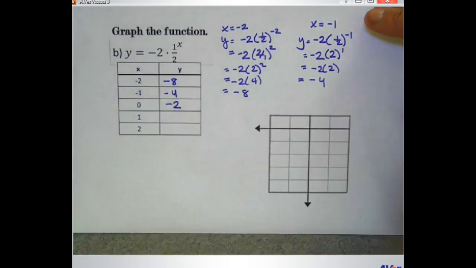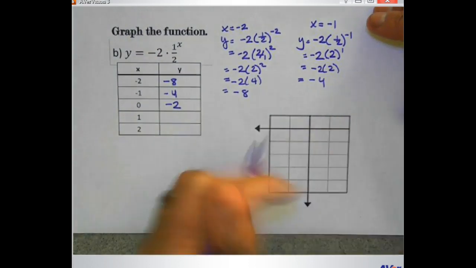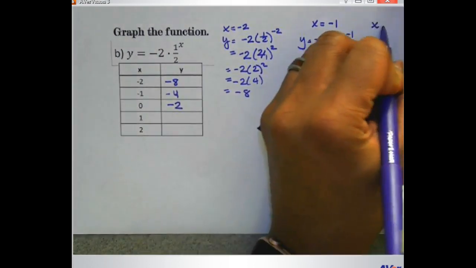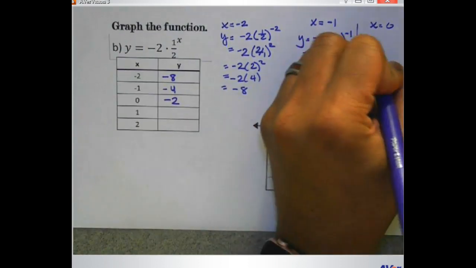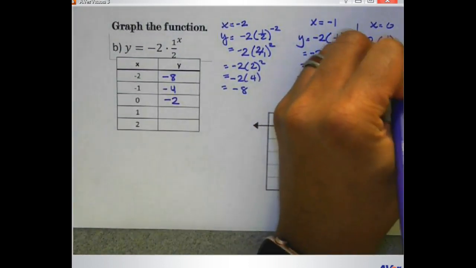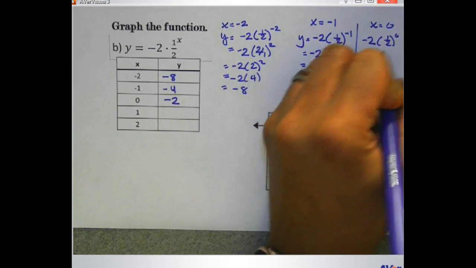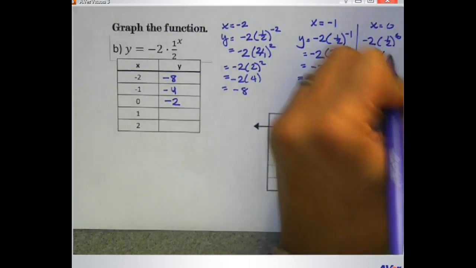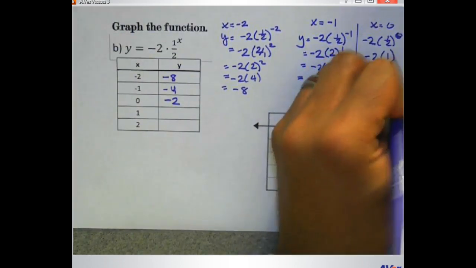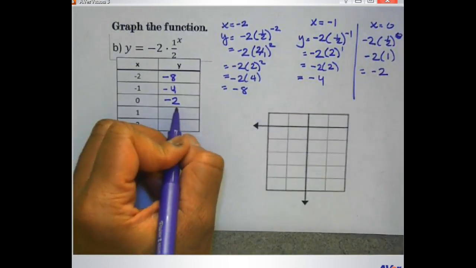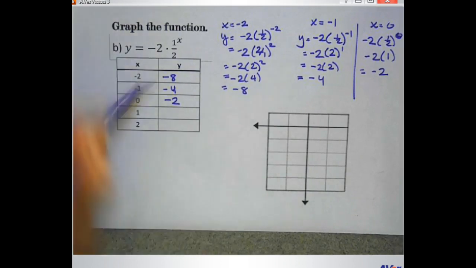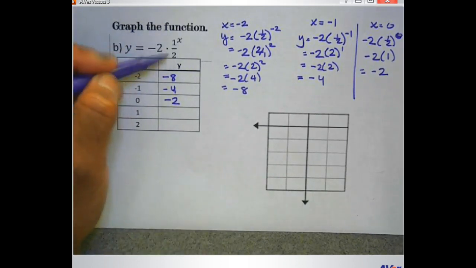I'm going to show you probably just one more time. So x equals 0. -2 times 1/2 to the 0. What's 1/2 to the 0? Anything to the 0 power is 1. So that's -2. I was right. Look at that. It happens every now and again. So this is my decay or growth factor. Neither in this case because this is negative.